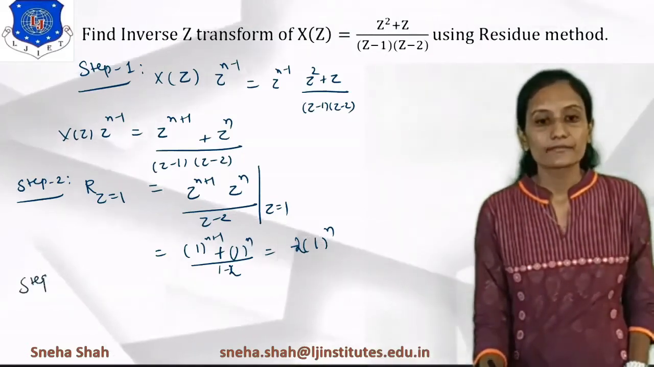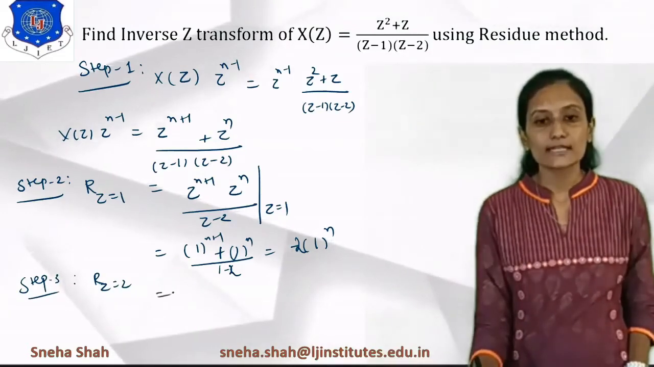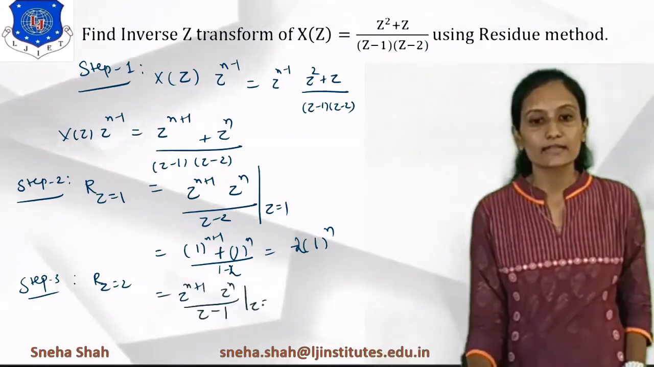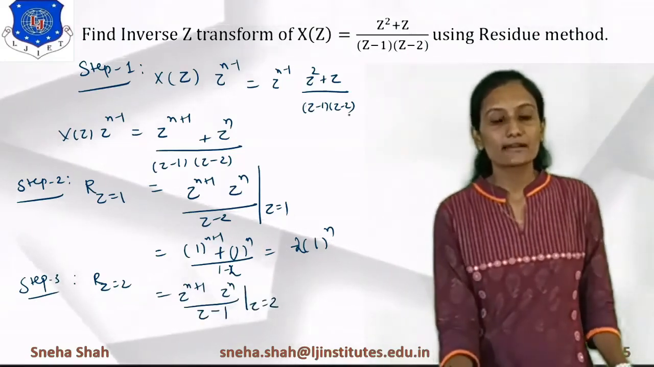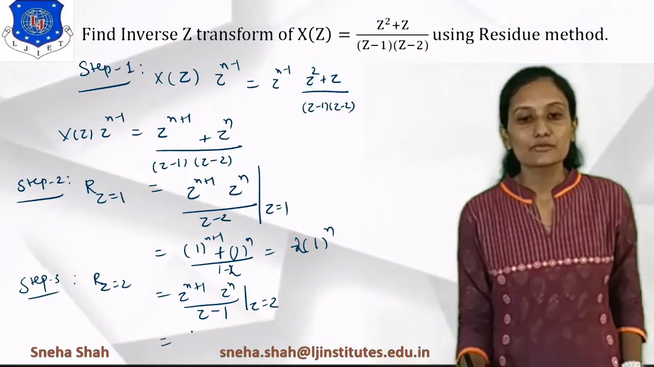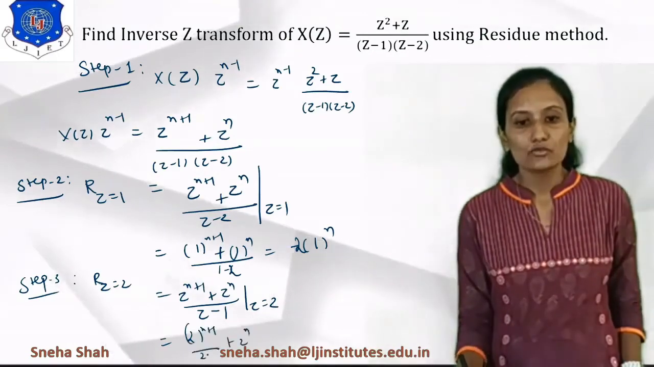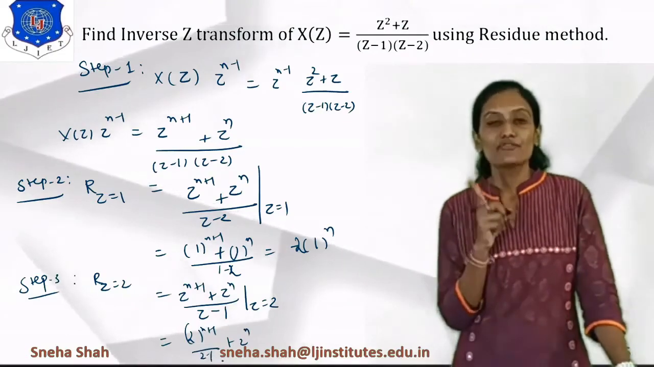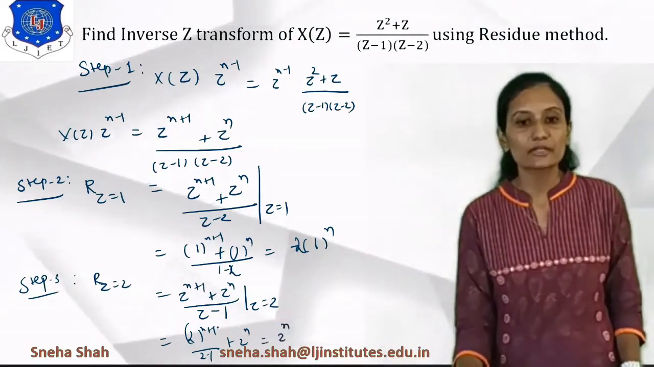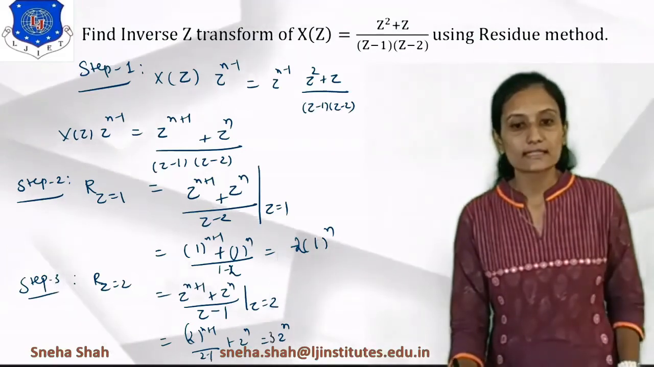Now similarly I am finding the residue at z equals 2, the second factor, right? So what is the residue at z equals 2? z raised to n plus 1 plus z raised to n upon z minus 1 at z equals 2. In this we removed this factor because we are finding the residue at z equals 2, so I am taking the value z equals 2. So what will be the term? 2 raised to n plus 1 plus 2 raised to n divided by 2 minus 1. You can see that 2 minus 1 equals 1. And if I take 2 raised to n as a common part, this term converts like this: 2 raised to n times, 2 raised to 1 means 2, plus 1 means 3, divided by 1, which is 3. So the overall answer is 3 into 2 raised to n.